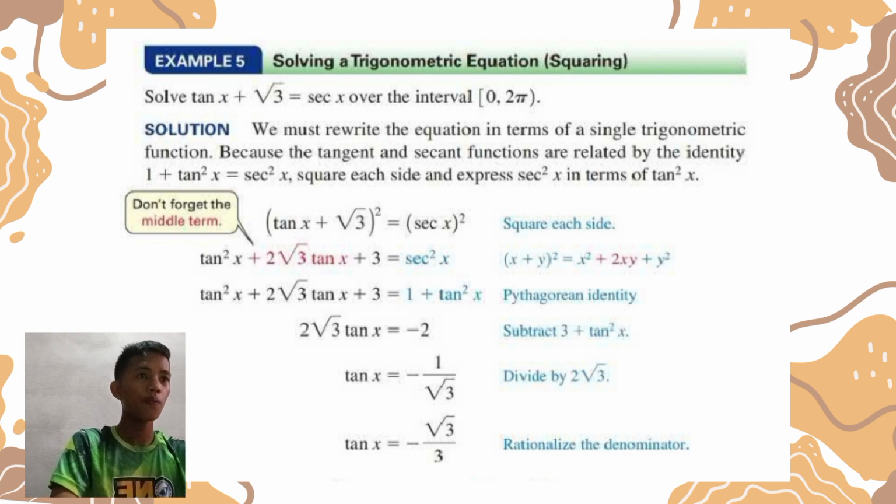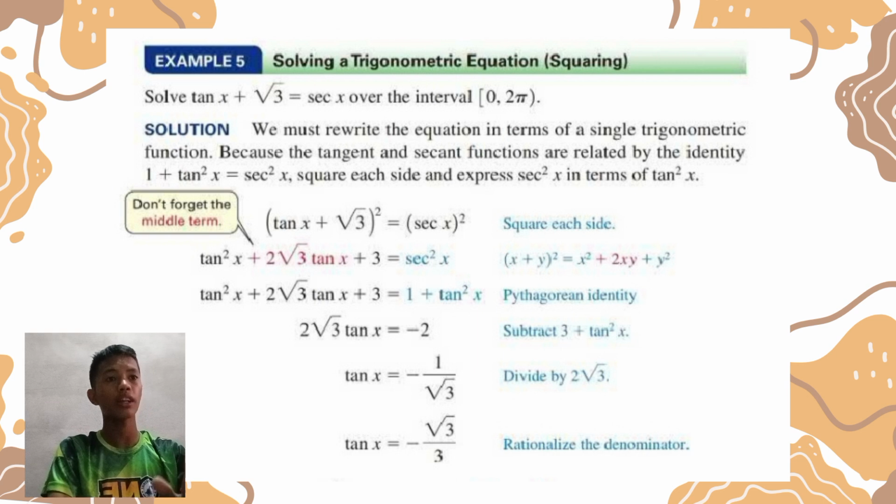Square each side and express secant squared x in terms of tangent squared x. So we have to square each side. We square tangent x plus square root of 3, and then the secant x also has to be squared. Therefore, the answer would be tangent squared x plus 2 square root of 3 tangent x plus 3 is equal to secant squared x, because what we are using here is (x plus y) squared is equal to x squared plus 2xy plus y squared.